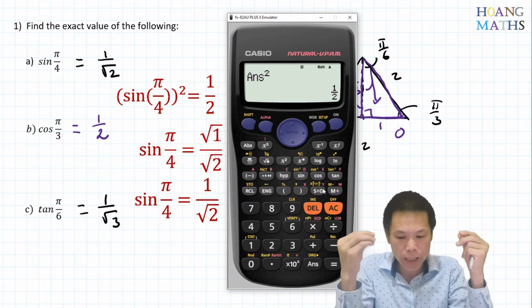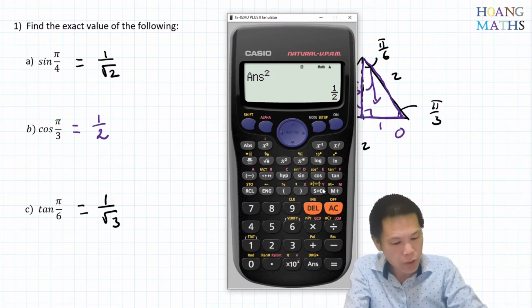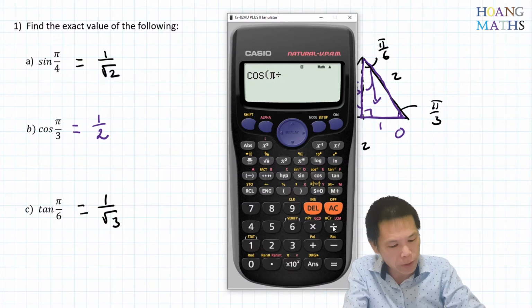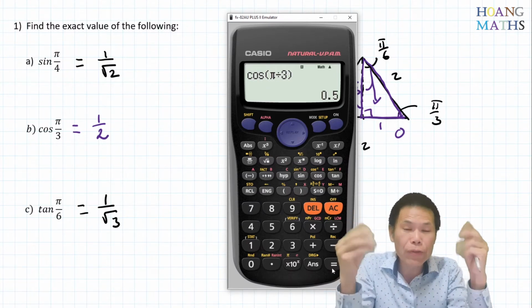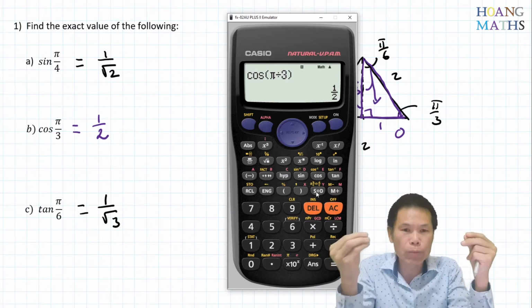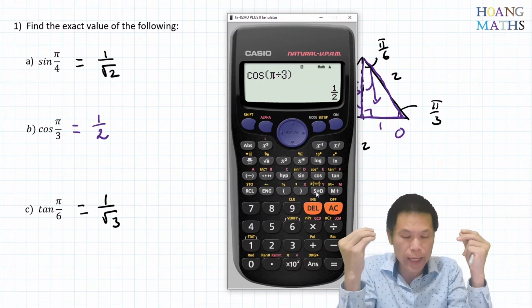Okay, remember. Let's say cos of pi over 3. So if I go cos of pi divided by 3, close brackets, it gives me 0.5. That is a half. So this is already in exact form. So I don't have to do anything. Okay. So that's the answer.